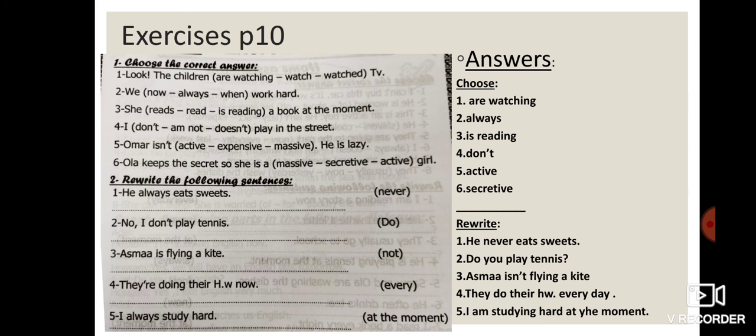Number 5. I always study hard at the moment, so I am going to write the sentence in the present continuous. I must cancel anything that relates to the present simple. Here I have "always", and I must cancel "always" because it expresses the present simple. I always study hard. I won't write "at the moment", so I am studying hard at the moment.